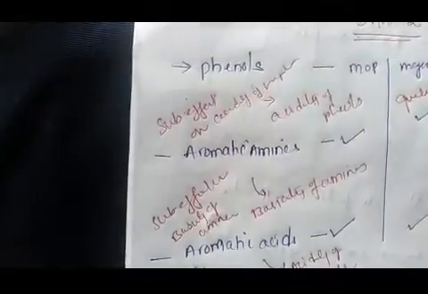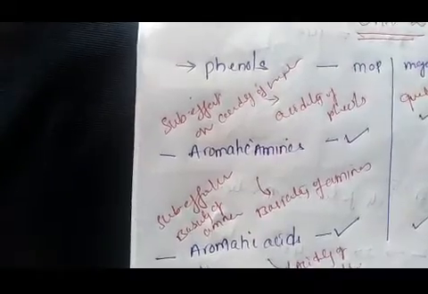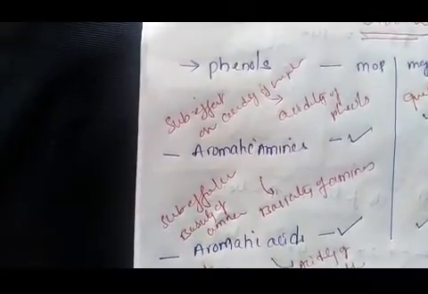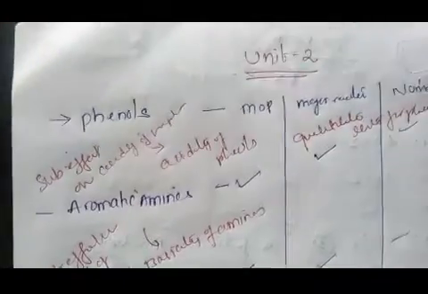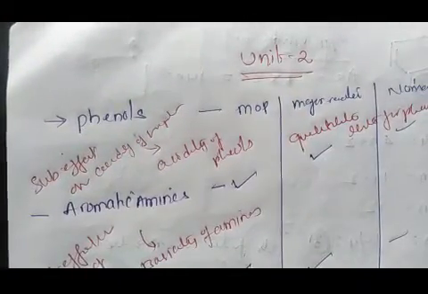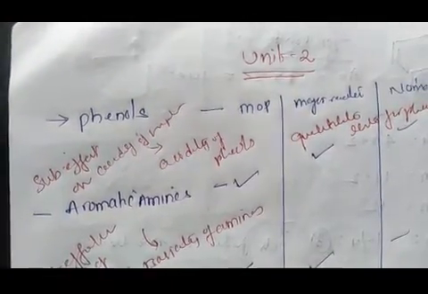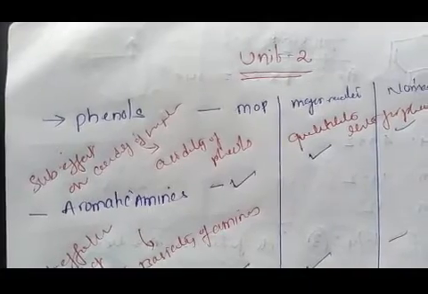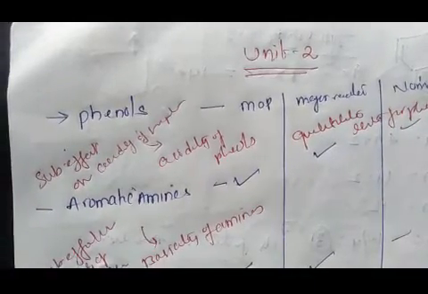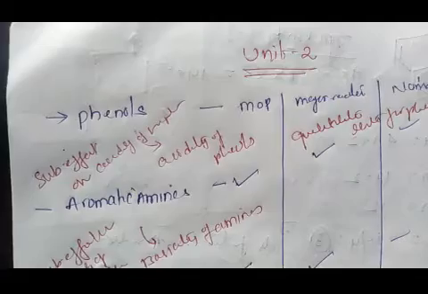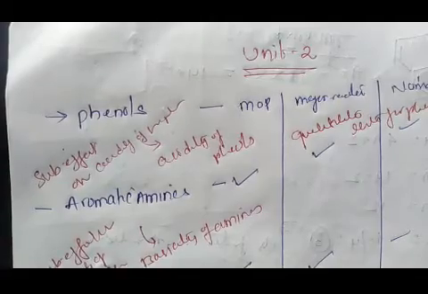This is about the syllabus. You can get it from the syllabus book or on the net. I have already uploaded the syllabus; the entire syllabus is available in the syllabus book and in the material. So the major functional groups we cover under Unit 2 are phenols, aromatic amines and aromatic acids. Now, what are the assignments of this unit?